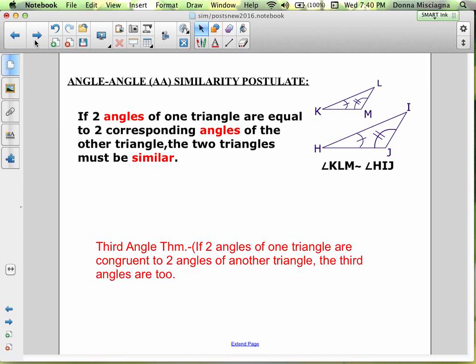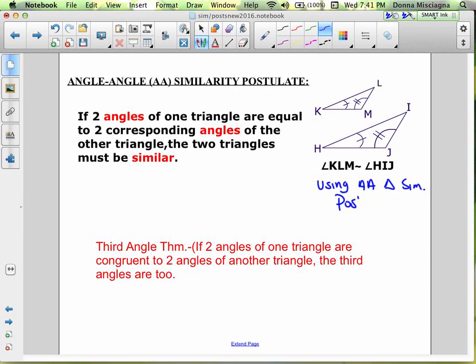So if you have two congruent angles, the triangles must be similar, right? It only works for triangles. Triangles are the only polygons that have some congruence shortcuts and similarity shortcuts. All the other polygons, you have to show that all the corresponding sides are congruent and all the corresponding angles are congruent for congruence, or all the corresponding sides are in proportion and all the corresponding angles are congruent for similarity. Not so for triangles. All right, so here triangle KLM is similar to triangle HIJ using the angle, angle, triangle similarity postulate.